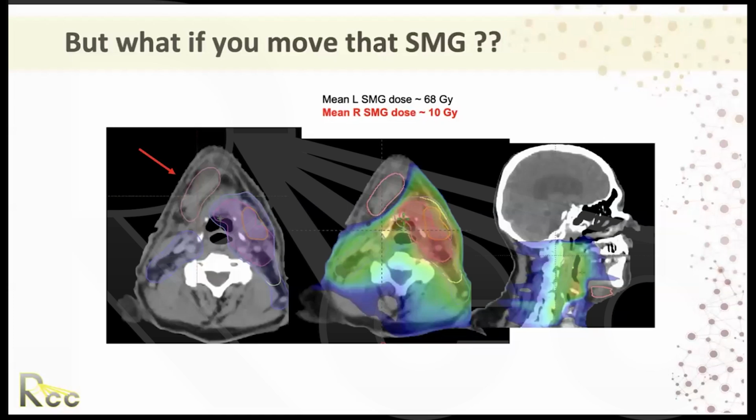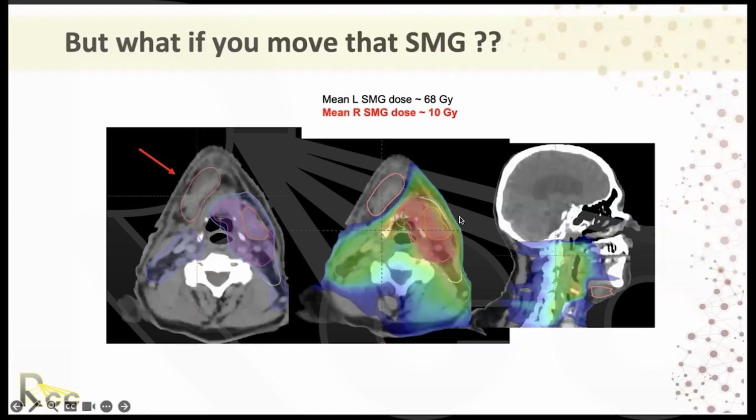And how do you do this? This can be done surgically. This is a surgical transposition of that submandibular gland. And you can see basically this is an outpatient surgery where the head and neck surgeon transposes that gland to the submental space. This is one of my patients. And you can see now I can generate a really nice IMRT plan.